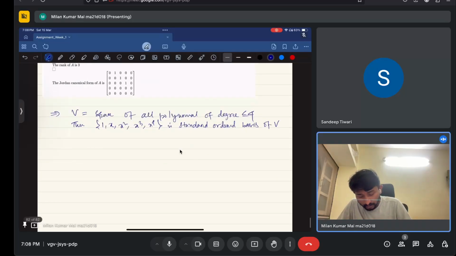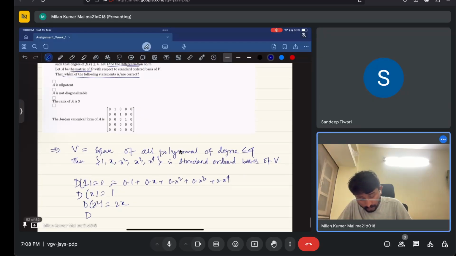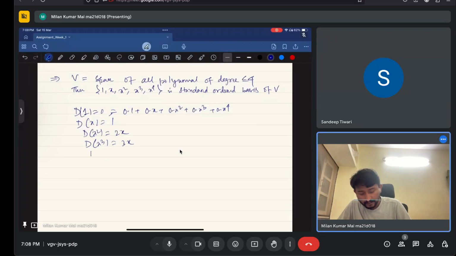That is asked. So D of 1 is equal to 0, which can be written as 0.1 plus 0.x plus 0.x square plus 0.x cube plus 0.x to the power 4. D of x is equal to 1, and similarly D of x square is 2x. So option A is correct: A is nilpotent, that's true. D of x cube is equal to 3x square, and D of x to the power 4 is equal to 4x cube. So therefore A is the matrix of D with respect to the standard ordered basis.